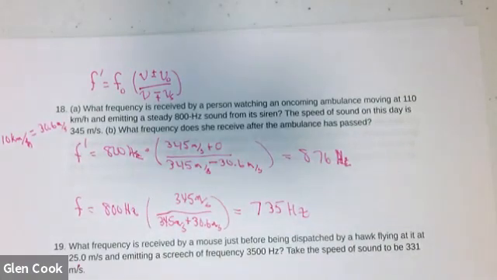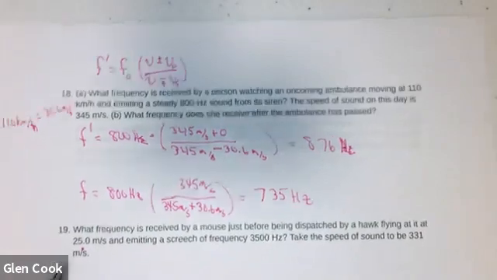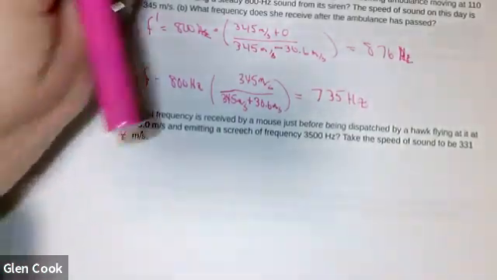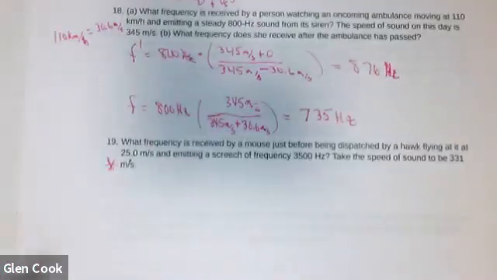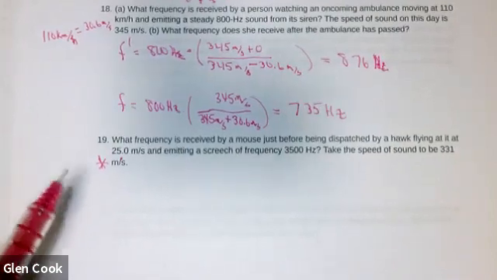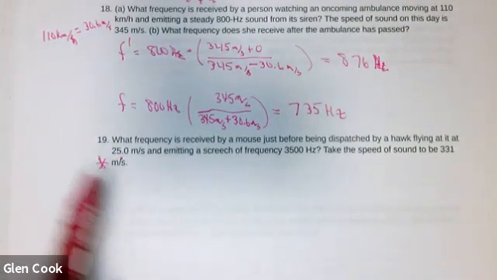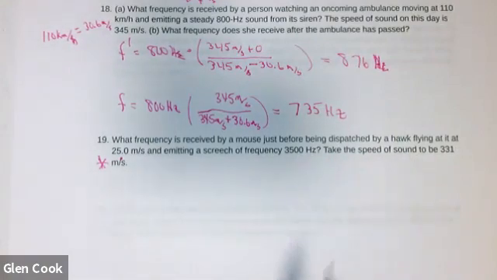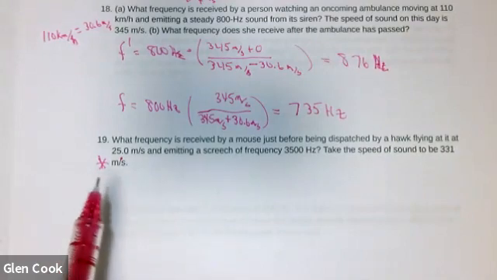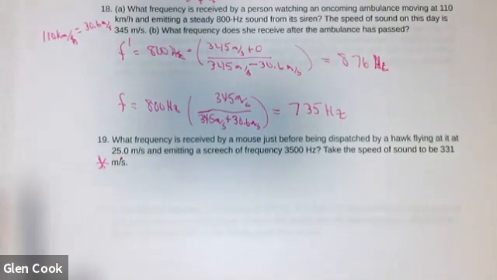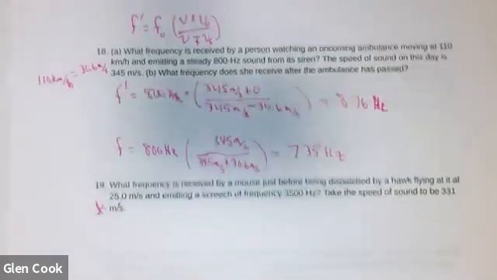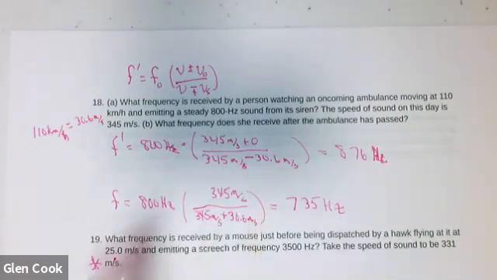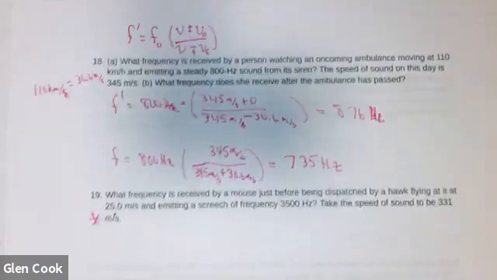Okay, number 19, using just this idea, I want you to do number 19. That's one that's assigned to you. And you're going to look at a mouse that is sitting still. So the mouse is observing. We have a hawk flying in at 25 meters per second and screeching at a frequency of. So if the speed of sound is 331, you're going to find it. Now the observer is stationary and the source is moving toward. So if I look at that option above, just like number 18, the observer was stationary and the source moving toward, that was this one. So we're going to use that form of the equation to solve for number 18.